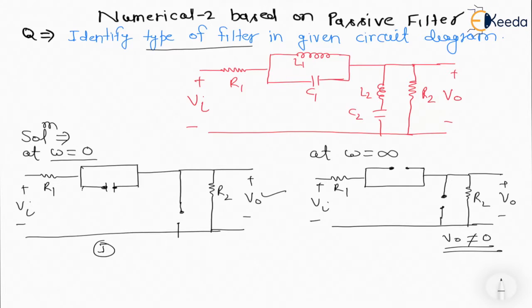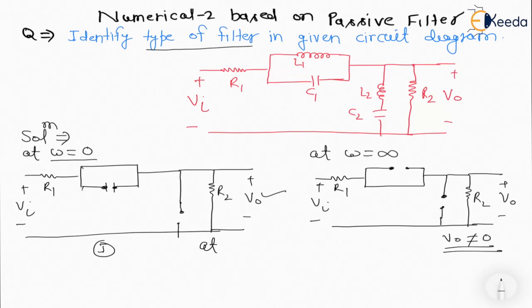It means at omega equal to 0, it is passing the signal. At omega equal to infinity, it is passing the signal. We must check at the resonance whether it is passing the signal or not. At omega equal to omega r, that means at resonant frequency, we know that the series LC circuit will be represented as short circuit and the parallel LC circuit will be represented as open circuit.